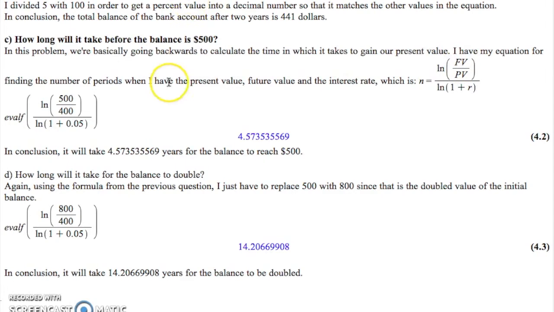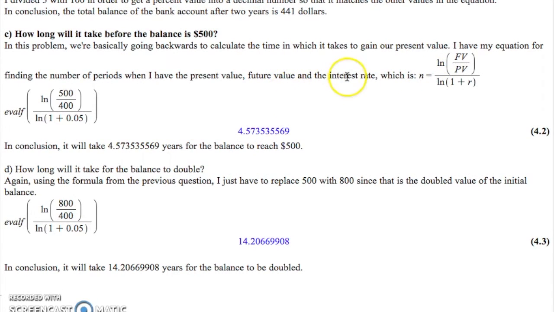So just putting in my values, as you can see here, and I wrote eval instead of solve because I want my answer to again be in decimals. Now I got this answer, which in conclusion means that it takes around 4.5 years for the balance to reach $500.